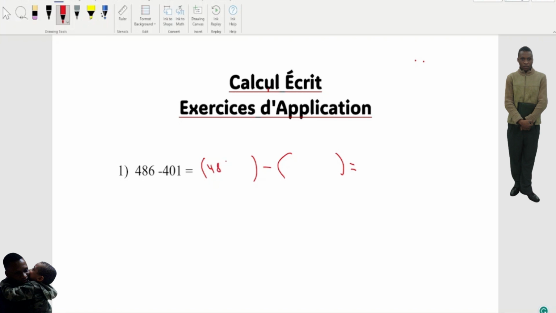6 minus, and then we're gonna write this 401 minus. Now what we're gonna do here, we're gonna get this 1 and put it right here. The same 1 we're gonna put right there.